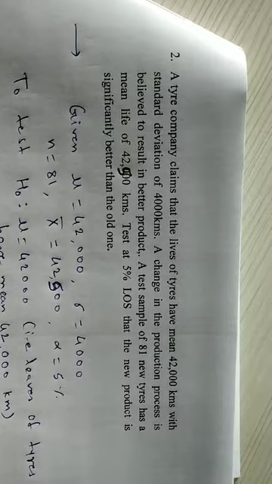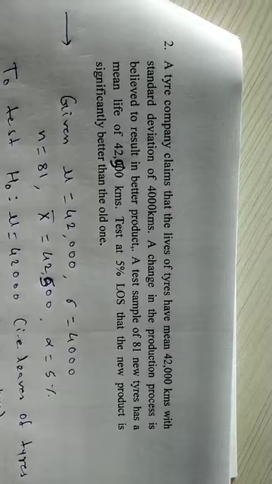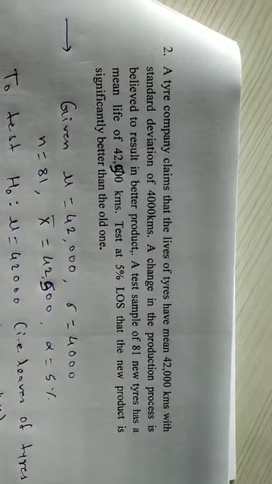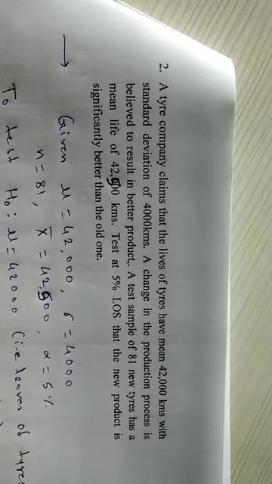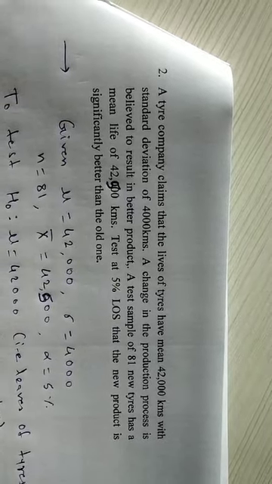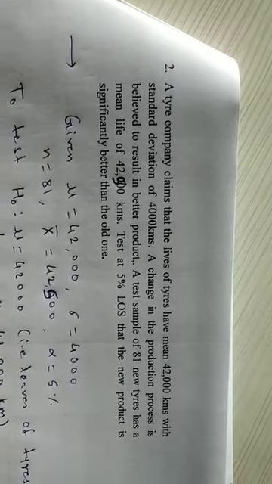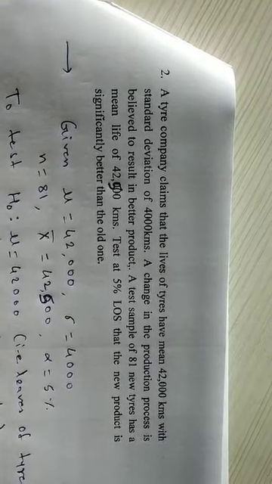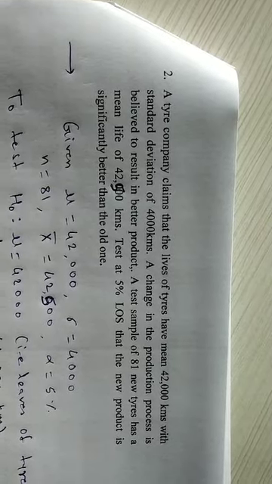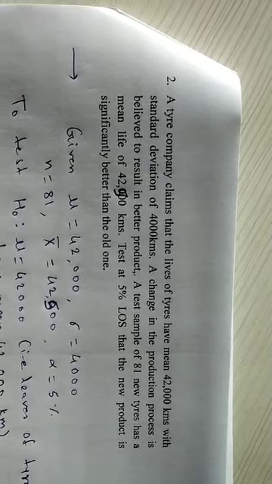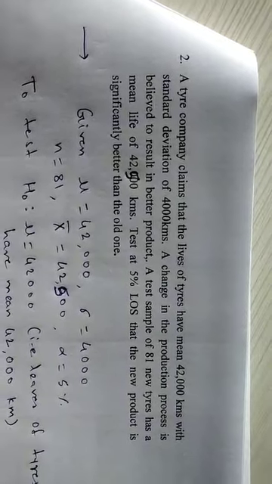So see this example. A tire company claims that the lives of tires have mean 42,000 kilometers with standard deviation of 4,000. A change in the production process is believed to result in a better product. A test sample of 81 new tires has mean life of 42,500 kilometers. So test at 5% level of significance that the new product is significantly better than the old one.